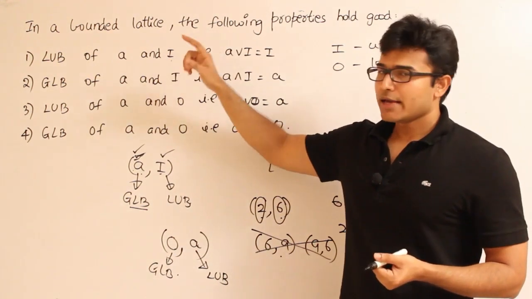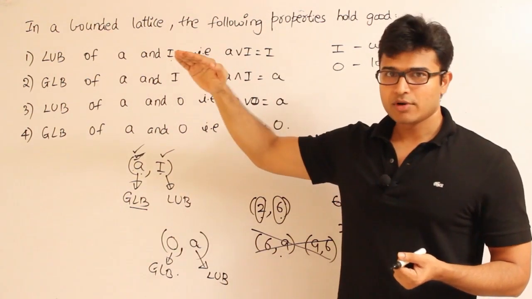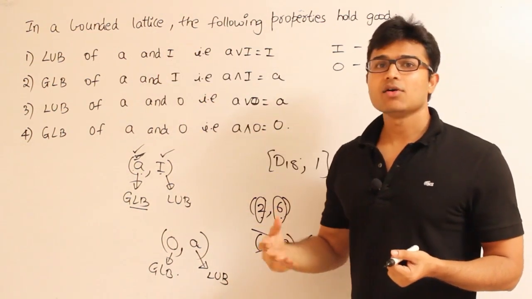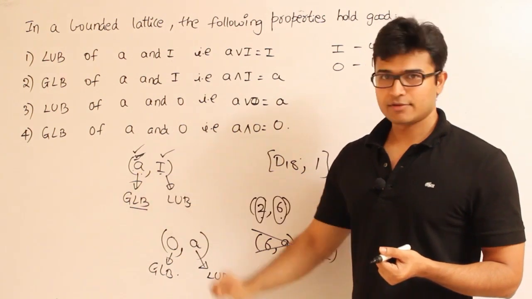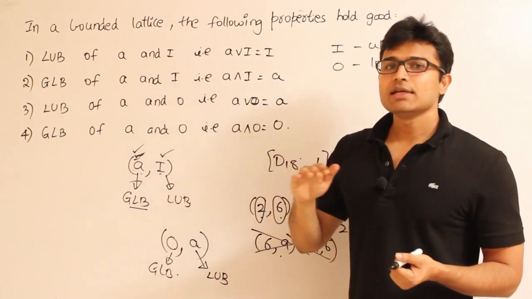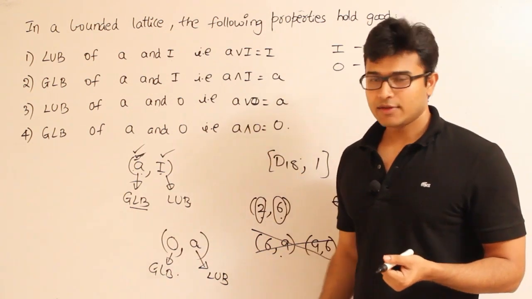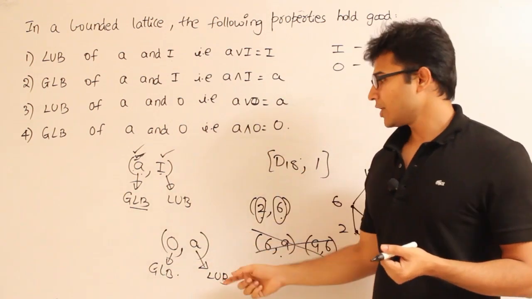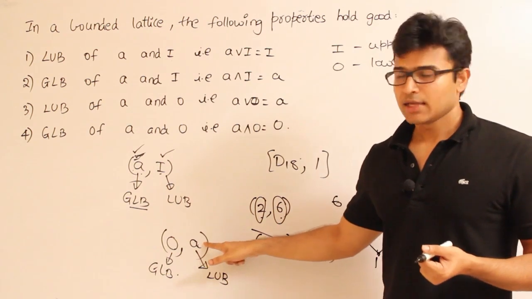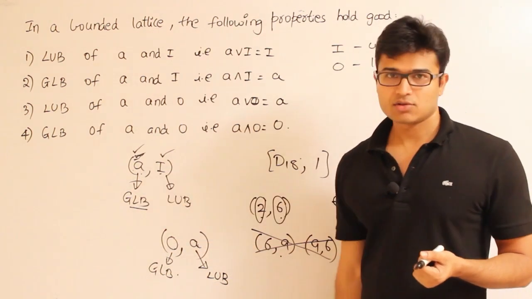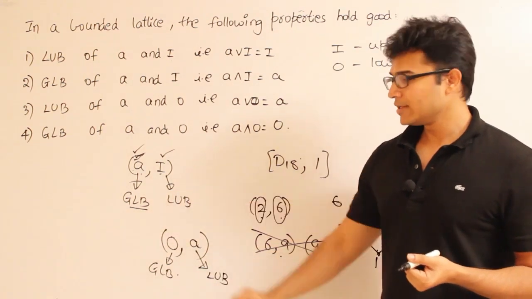Since I am calling I the upper bound, every element is related to I. Therefore you will see ordered pairs of type A comma I, and since O is the lower bound, O is related to every other element, therefore you see ordered pairs of type O comma A. And since this is an ordered pair, the first element is going to be the greatest lower bound and the second element is going to be the least upper bound.